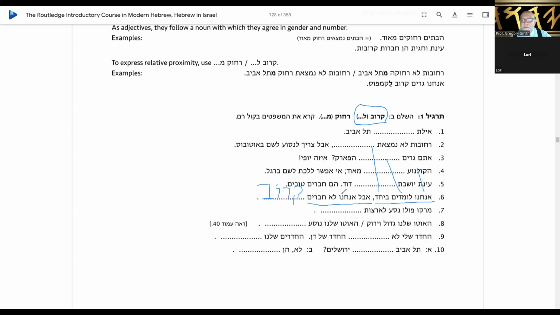It does not have to match anaknu or harvarim. So anaknu lomdim bayahad. So we are studying together. Aval anaknu lo harvarim karo. But we are not close friends. All right. So let's hope I can get this one right.